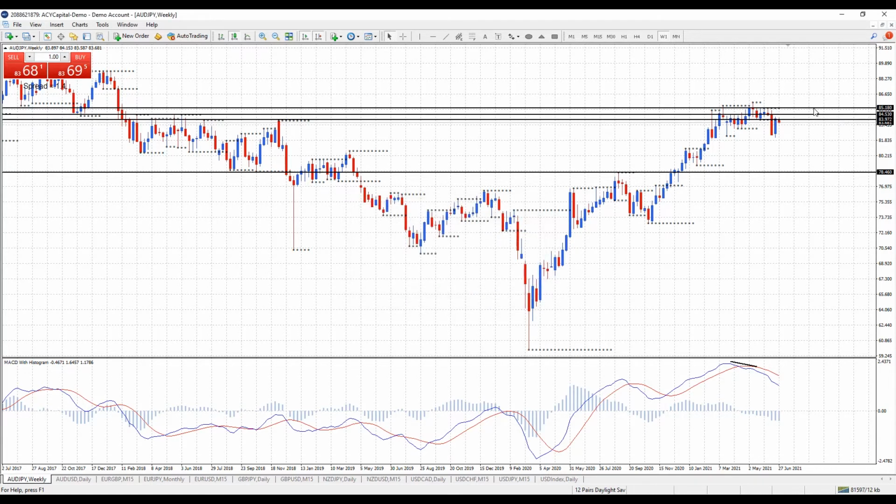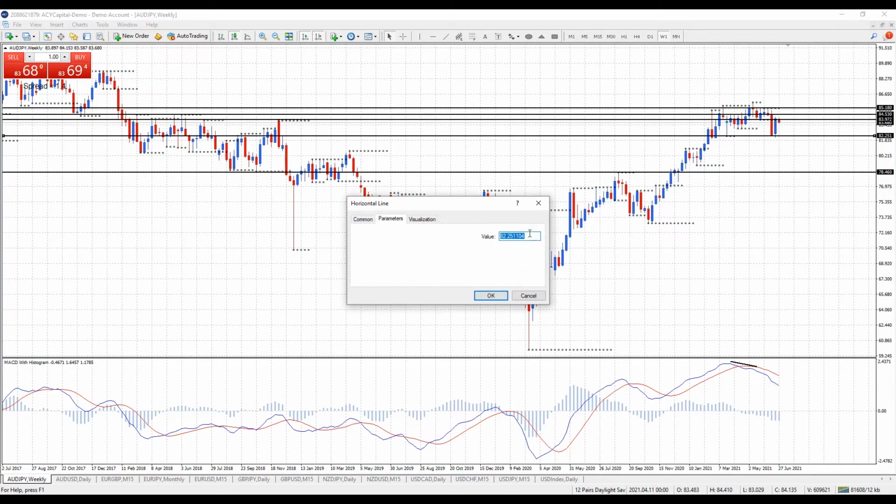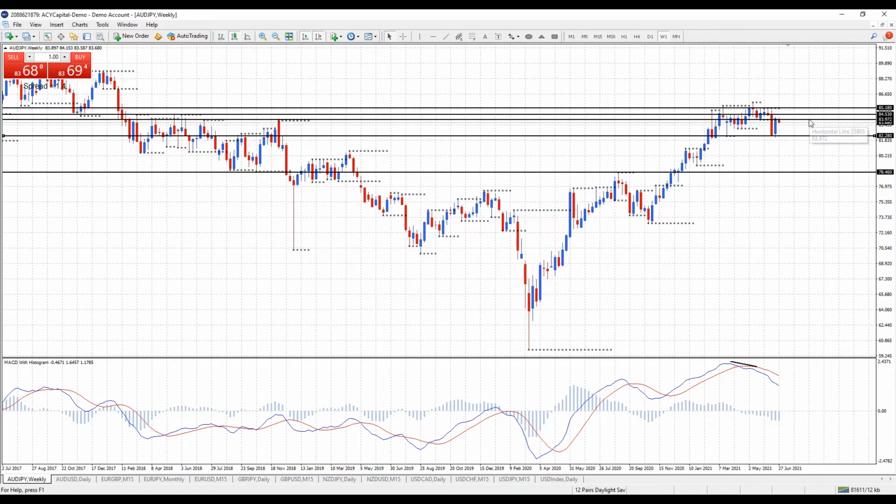Alright, so that's my weekly resistance at 83.97, and a further level up at 85.18. And if I want to put support in at the moment, it would be from here at 82.28. But I'm more concerned about where resistance is, because we're moving back up to resistance and hopefully holding.